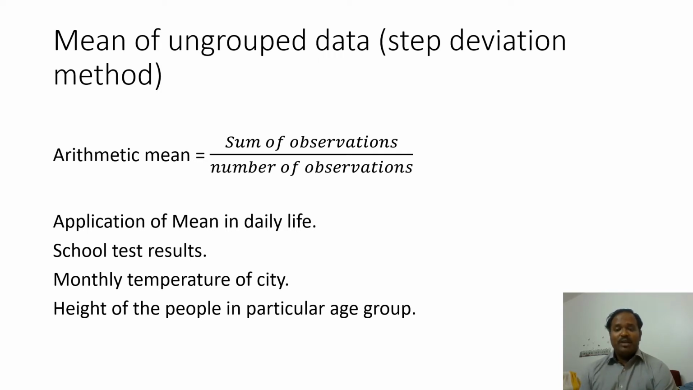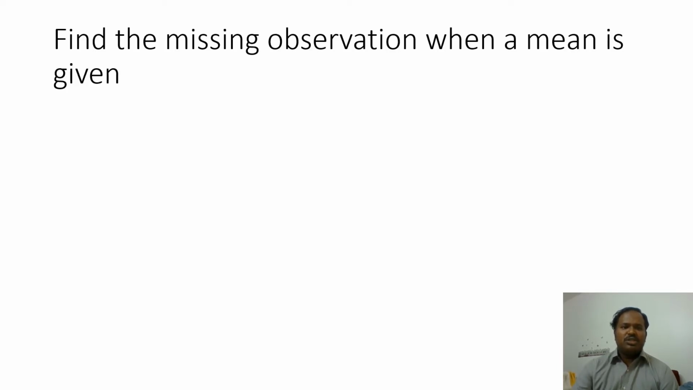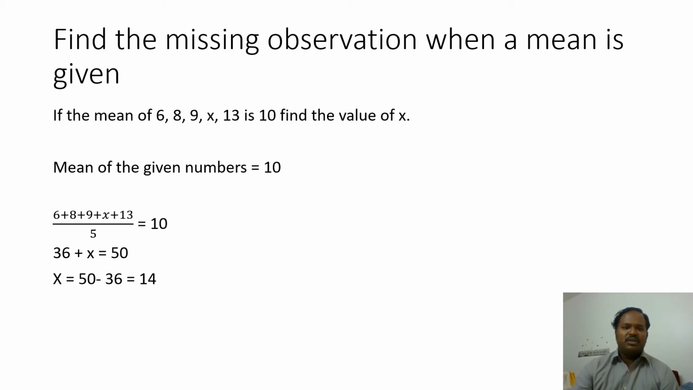Okay, so while doing the video I just told you, what if one of the values is missing and you are given a mean, how do you find it out? So we just have one question where we are going to find the value in the frequency distribution when you are given a mean. So the question is this: finding the missing observation when a mean is given.